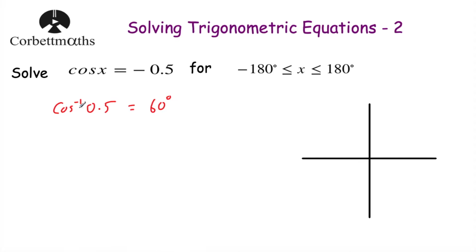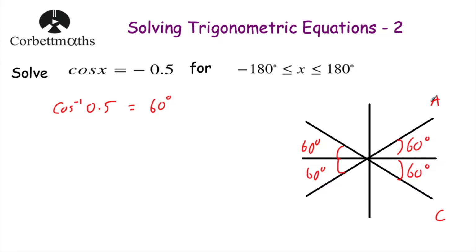So that means we're now going to go to our cast diagram and we're going to label those angles. So we're going to label the 60-degree angles between the lines and the x-axis. So that means we've got our 60-degree angle here, our 60-degree angle here, our 60-degree angle here, and our 60-degree angle here. And let's label our quadrants C, A, S, and T. Okay, so we've now got a cast diagram.